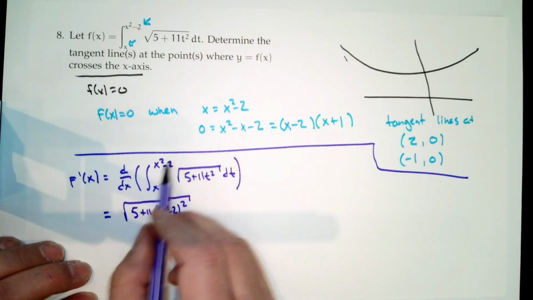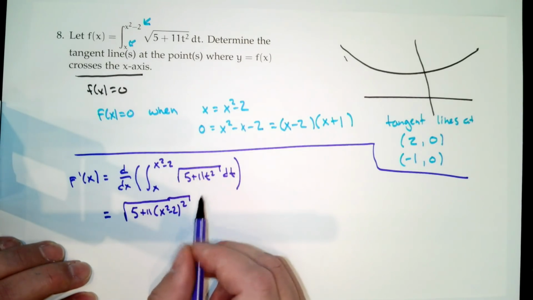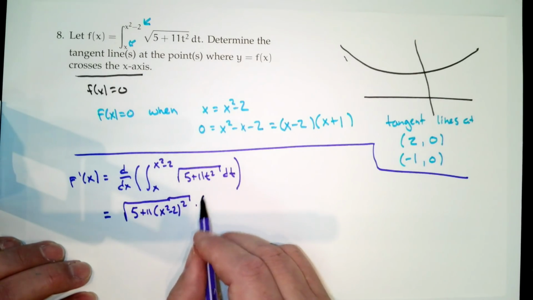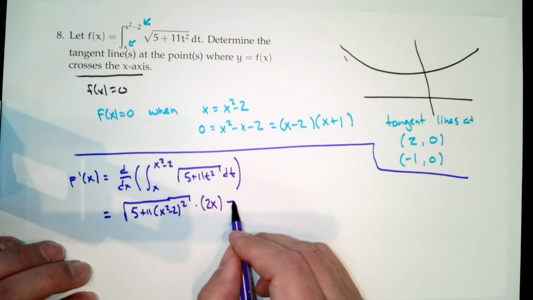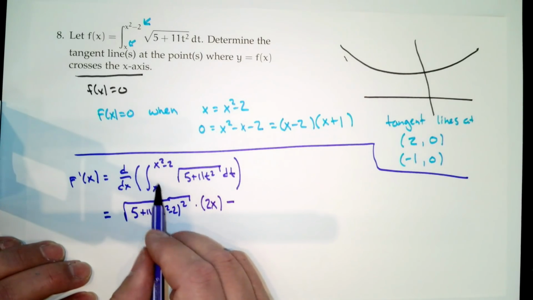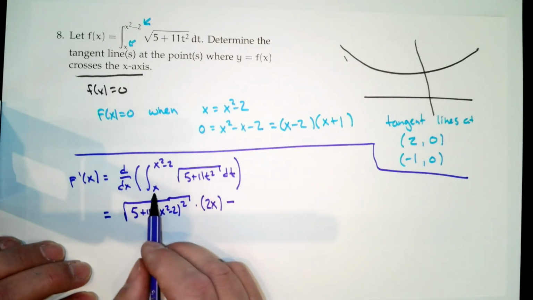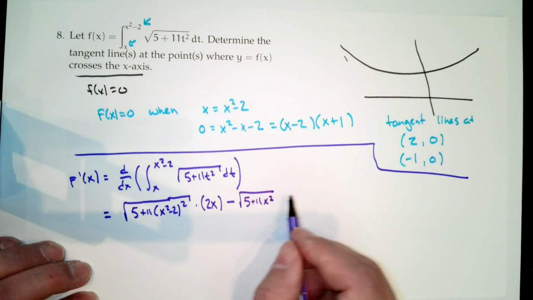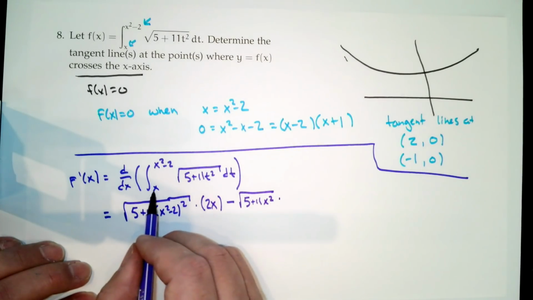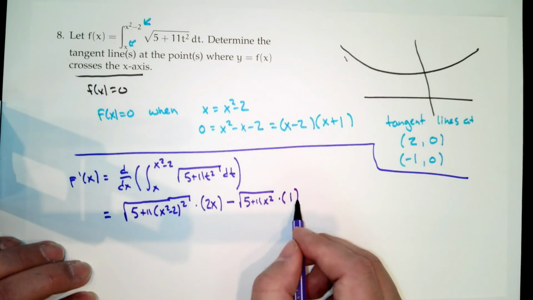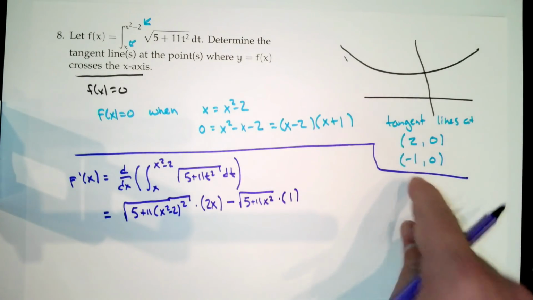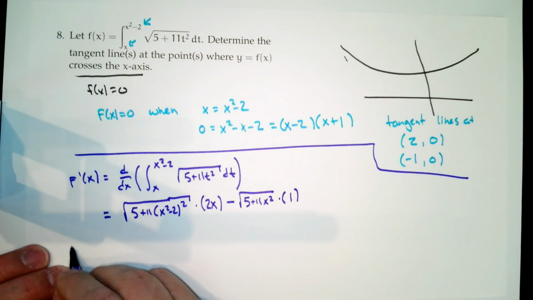Again, take the top function, plug it in anywhere you see a t, and then what happens? Chain rule, so you multiply by the derivative of the top function, 2x. Subtract, and do the same thing with the bottom function. Everywhere you see t, you put in x. Square root of 5 plus 11x squared times the derivative of x, which is 1. So that's our derivative. The last thing for us to do is to evaluate our derivative at 2 and at negative 1. So we cross our fingers and hope nice things happen.